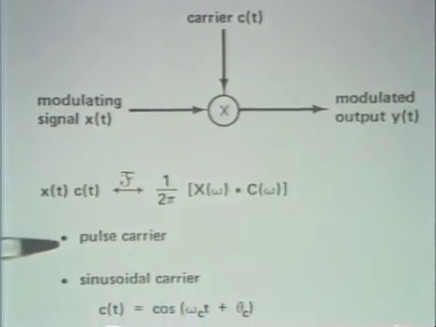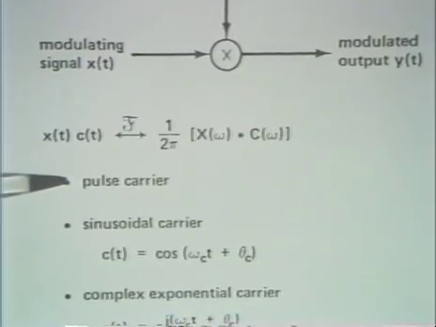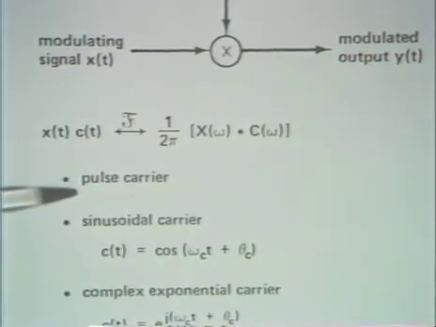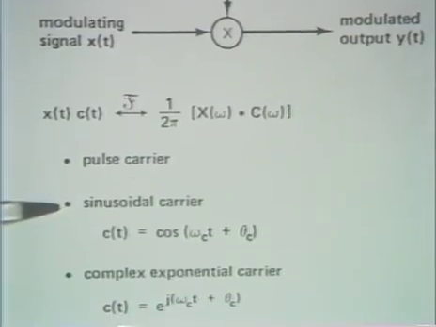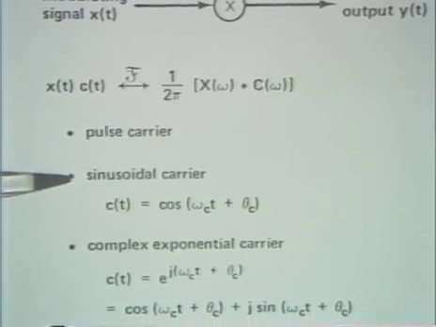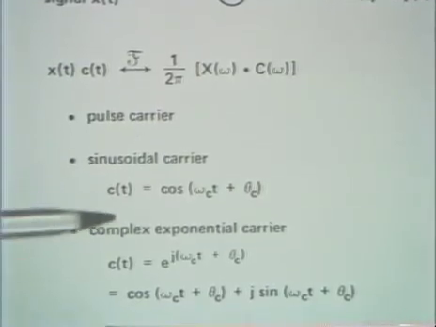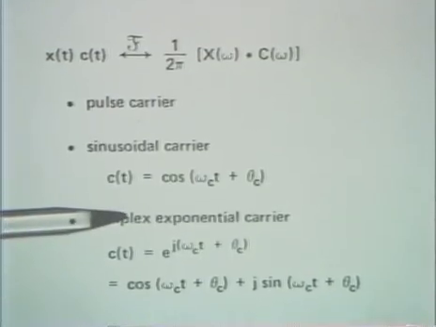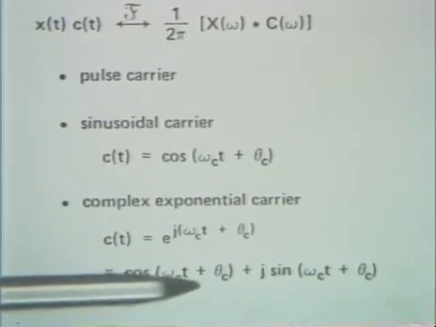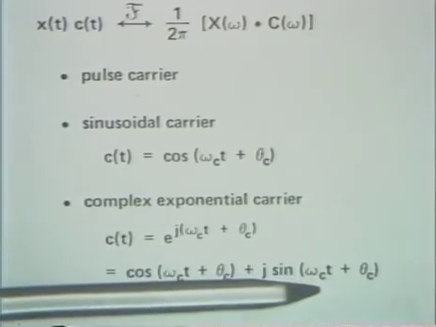One is what's referred to as pulse carriers, and that leads to, among other things, the concept of pulse amplitude modulation. That will be deferred until the next lecture. In today's lecture, what I'll focus on is, first, the case of a complex exponential carrier, second, the case of a sinusoidal carrier. And in fact, the complex exponential carrier and sinusoidal carrier are obviously very closely related, since the complex exponential carrier is, in effect, two sinusoidal carriers, one for the real part and one for the imaginary part.